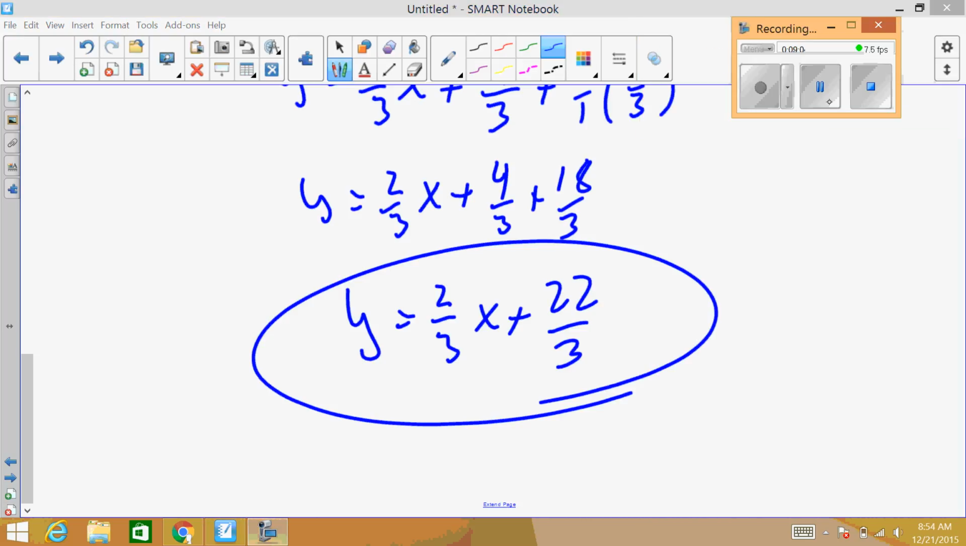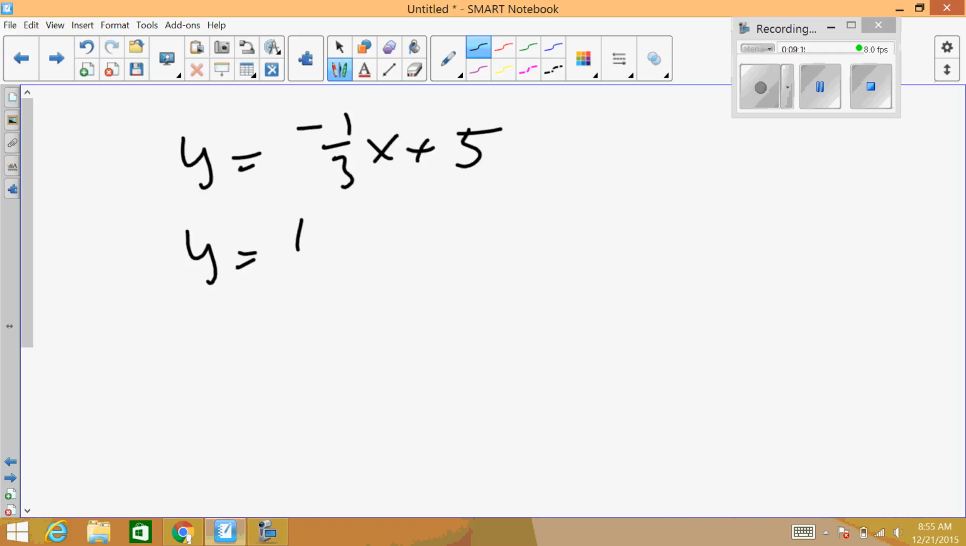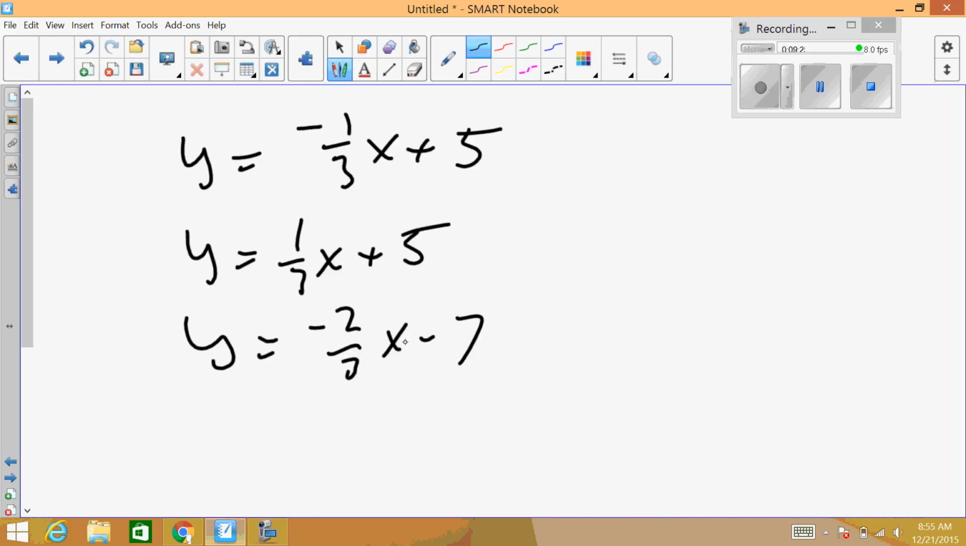Okay, so continuing on with this idea, what else do I need to know? Well, I need to be able to look at two lines and decide if they're parallel or not. So y equals -1/3 x plus 5. Y equals 1/3 x plus 5. Y equals -2/3 x minus 7. Y equals -1/3 x plus 2. So two of these lines are parallel.